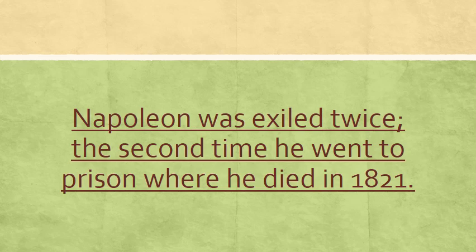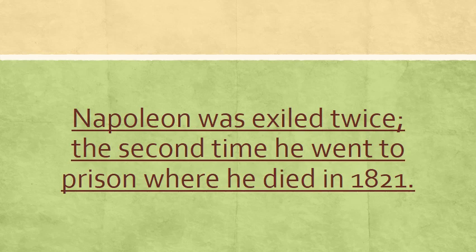He's exiled twice. One time he does come back and get the old group, the old band and army back together to take over, but pretty quickly they stomp him out again. And the second time they send him out to prison, and he ends up dying there in 1821. So he loses his empire. He's not emperor for long, not even a full lifetime.